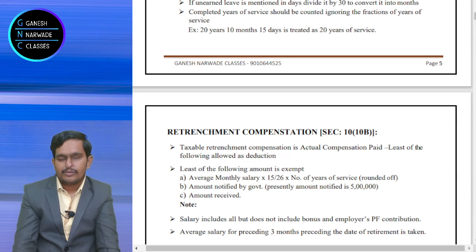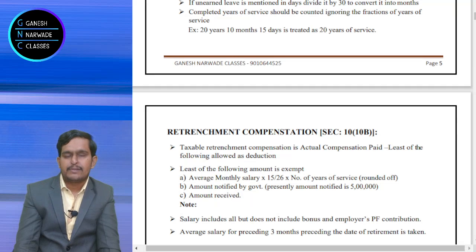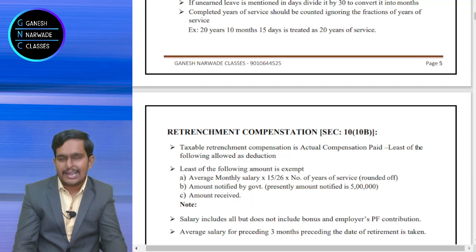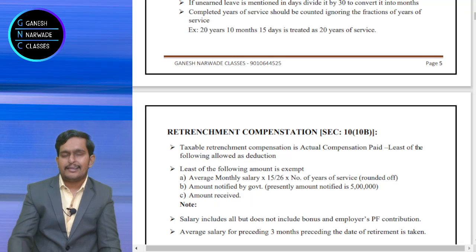So he may pay you 2 months, 3 months, 6 months, whatever salary as per the terms if you are abruptly removed. Then how to calculate this? So the answer is very simple. These are all theoretical things, no numerical questions will come on retrenchment as well as voluntary compensation. Okay, so just theoretical things, listen carefully.